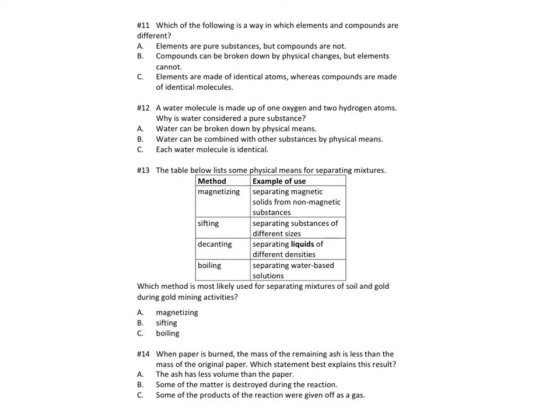C. Boiling. Number 14. When paper is burned, the mass of the remaining ash is less than the mass of the original paper. Which statement best explains this result? A. The ash has less volume than the paper. B. Some of the matter is destroyed during the reaction. C. Some of the products of the reaction are given off as gas.